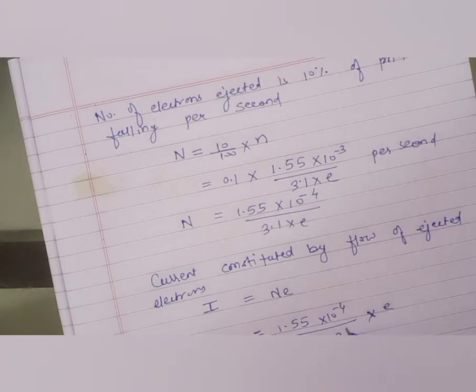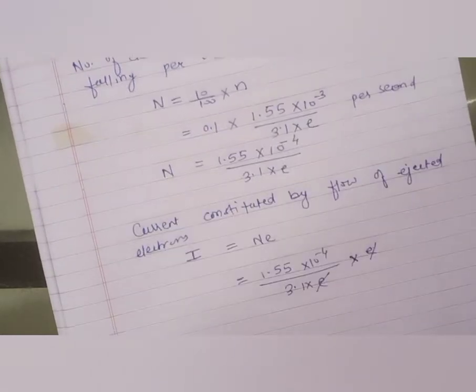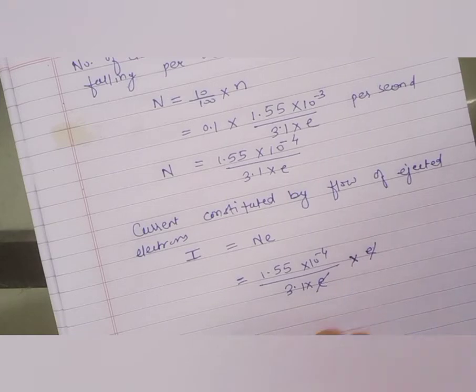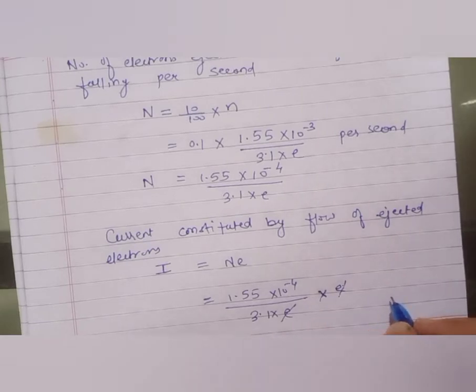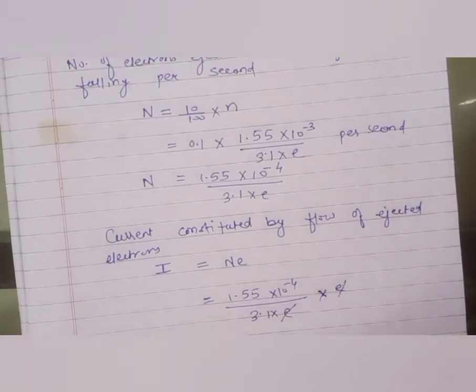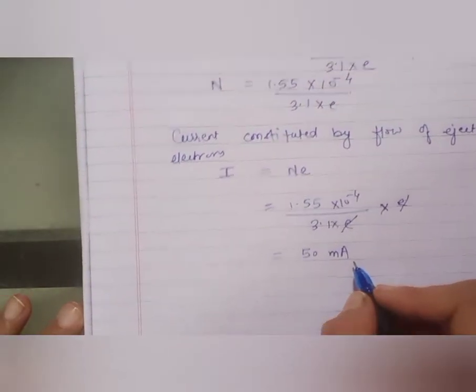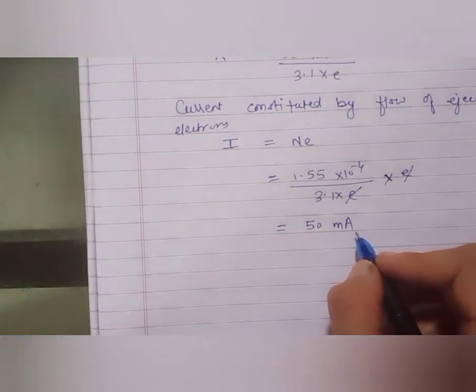Now this E will get cancelled. So if you calculate this value, you will get 50 milliampere. You will get some value in ampere, and you can convert that into milliampere. Okay, so we got this.